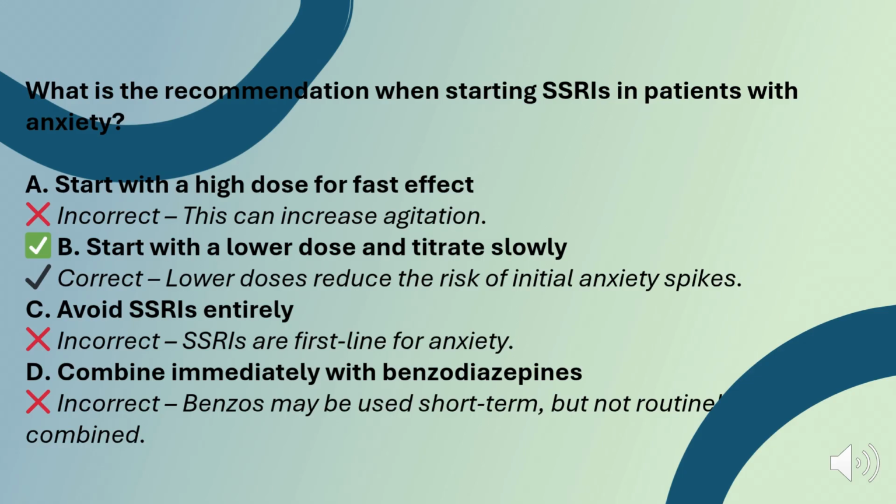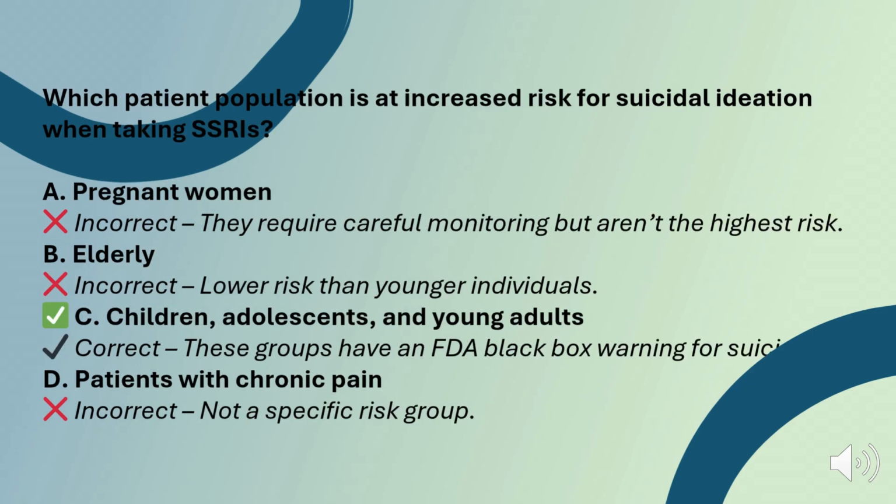So A, start with a high dose for fast effect. We know that's incorrect. A, pregnant women. That's incorrect. Pregnant women can take SSRIs. They just require careful monitoring, but they are not the highest risk. Elderly, again, incorrect. They are actually at a lower risk than younger individuals. If you said C, children, adolescents, and young adults, you are correct. This group has an FDA black box warning for suicidal ideation. And if you said patients with chronic pain, that's not even a specific risk group.